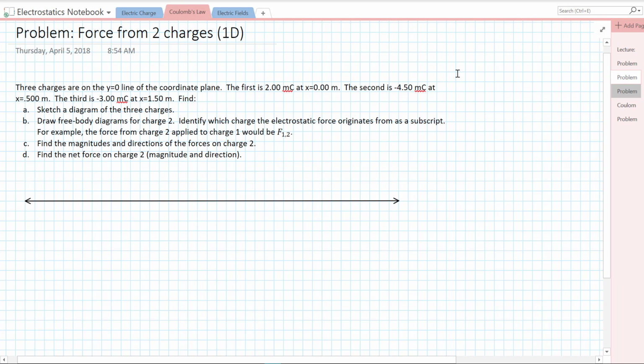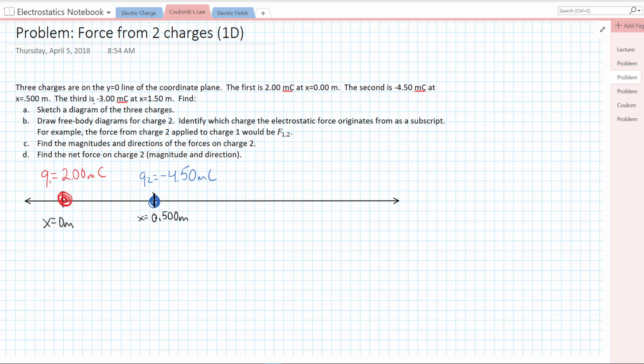Charge 1 is 2 millicoulombs, so I'm going to label that in red, and it's at x equals 0. So here's my charge. Q1 equals 2.00 millicoulombs, and it's at x equals 0 meters. Charge 2 is -4.5 millicoulombs at x equals 0.5. So that's negative. I'm going to do that in blue. Q2 equals -4.50 millicoulombs. And the position is x equals 0.500 meters.